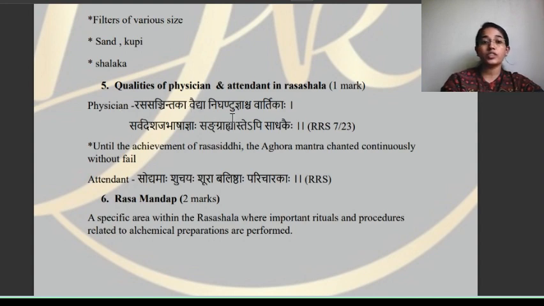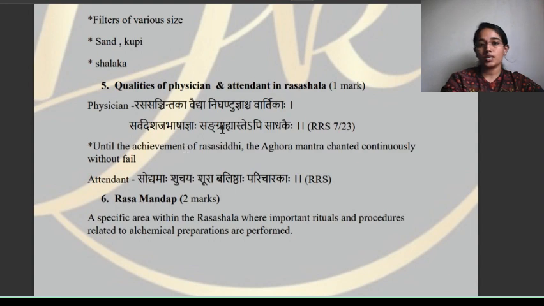He should be well aware of the Nikandus, and Sarva Deshak Bhasha Jnana. He should be aware of all sorts of languages, and also he should be aware of Sangrahas. And the qualities of attendant, okay, what is that? Parijaraka is so Udyama, okay, he should be hardworking. Shujaya should be hygienic. Shura and Bella, it should be courageous and strong.